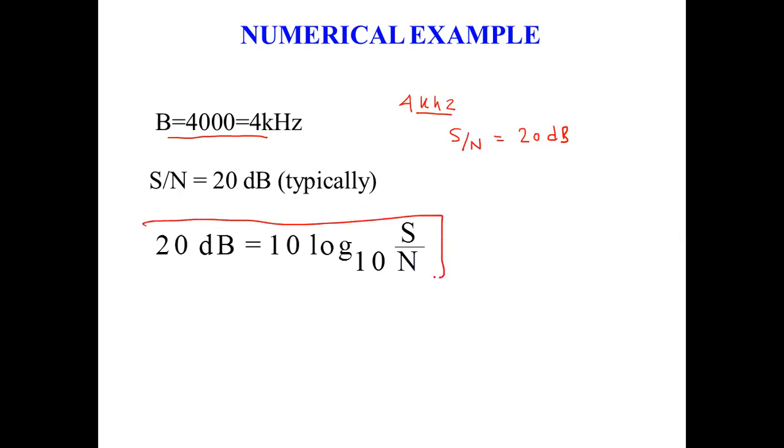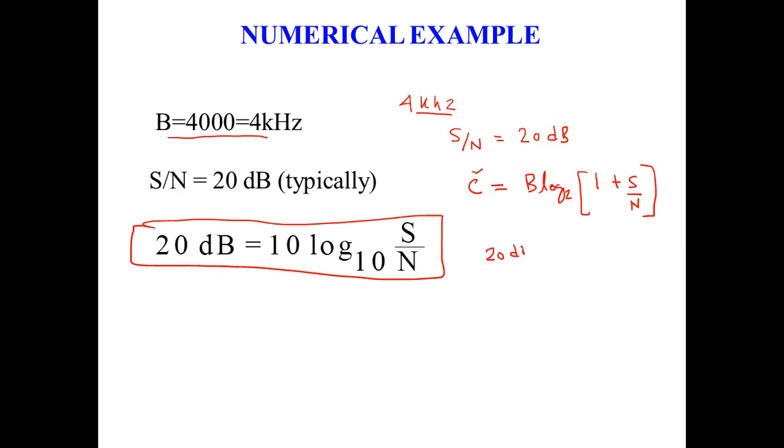This 20 dB, there is one more formula. Earlier you had C is equal to B log to the base 2 of (1 plus signal to noise ratio). This is your channel capacity. Now this signal to noise ratio can be expressed in the form of dBs. This is one more formula: 20 dB is expressed as 10 log to the base 10 of the signal to noise ratio.